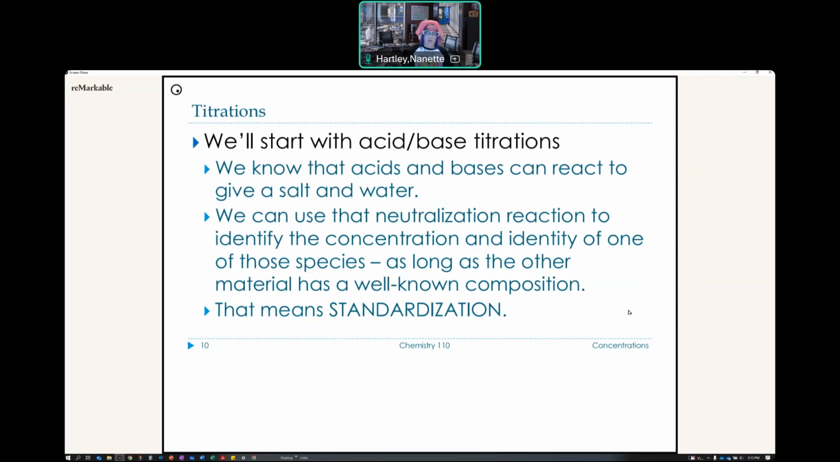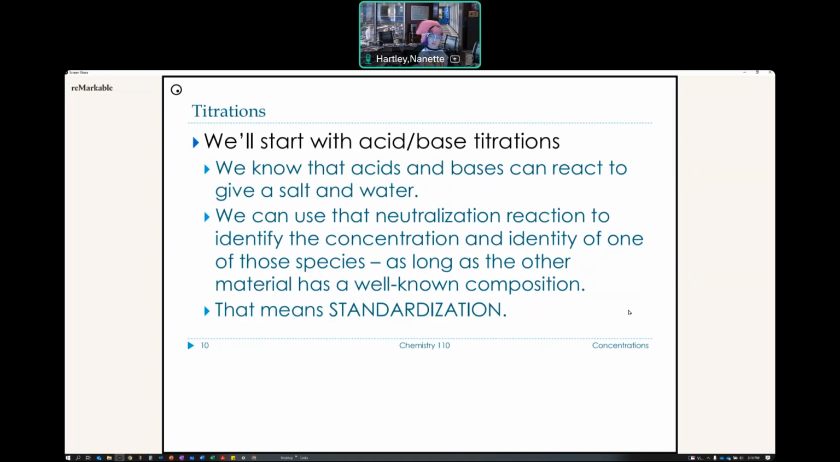But we're going to talk about titrations, and we need to talk about them because you're going to be doing these in the laboratory, which is why we need to talk about this now. Titrations, in my opinion, are very awesome, and they're extremely useful for finding out information about the solutions that you're working with. We're going to start with acid-base titrations. There are many different types of titrations. We start with acid-base titrations because we know that acids and bases can react to give us salt and water. We talked about those reactions when we talked about aqueous solutions in the last lecture. And we can use that neutralization reaction to identify the concentration and the identity of something that we don't know.